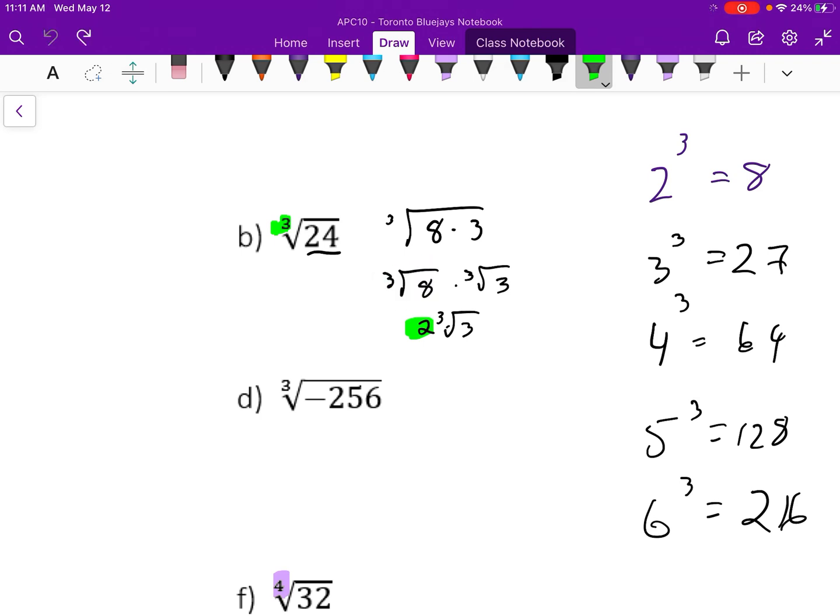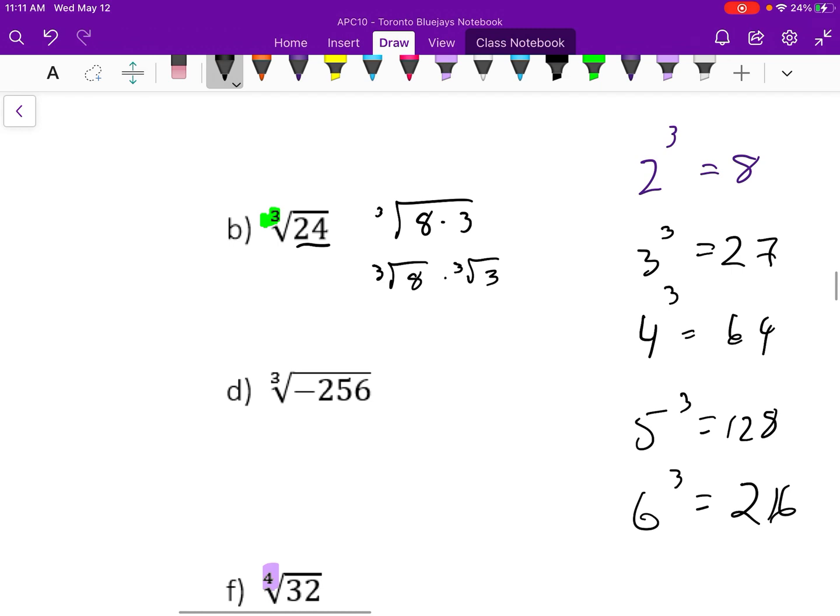I'm just going to separate this just ever so slightly because it is a common source of misunderstanding. This means 2 times the cube root of 3. And often we write it as 2 cube root 3. What I would like to draw your attention to is that this is the index of the root. It has nothing to do with the coefficient of 2 in front.